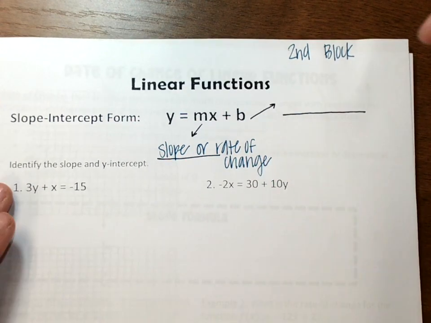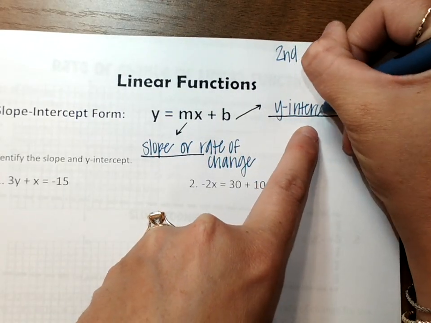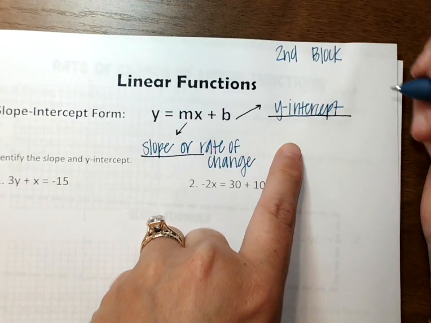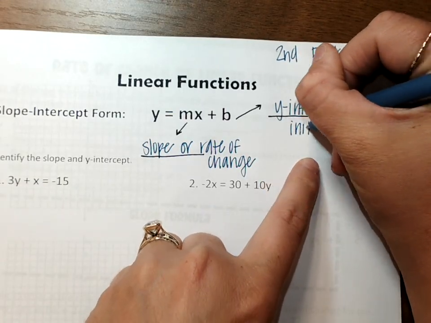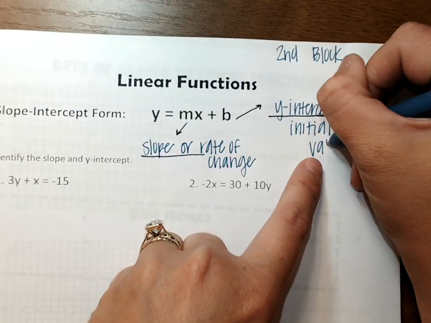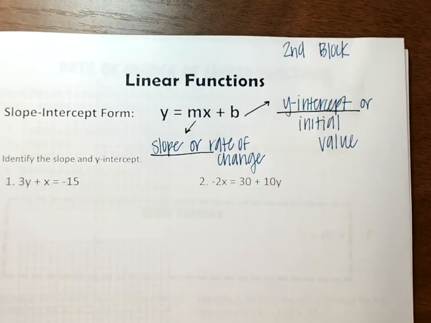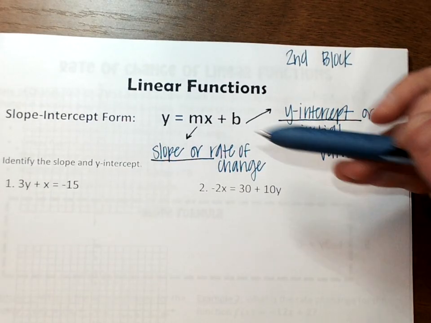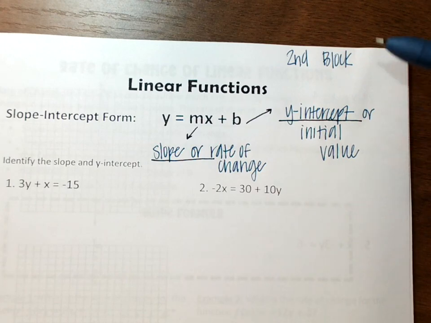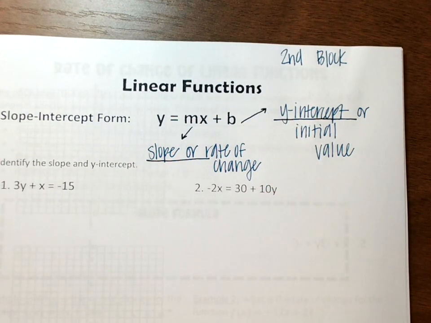What does the B stand for? The y-intercept. Okay. In a word problem, it may also say the initial value. So y-intercept or initial value, the starting point. And in case you get this confused, sometimes people explain it like the M is how it moves. So M would be like how it moves, and B is where it begins. Okay, so you need to give yourself a little thing to remember.